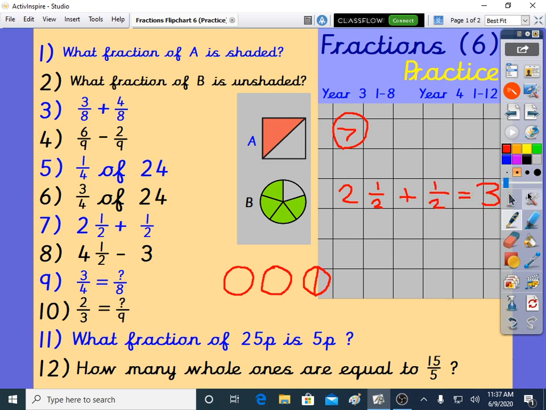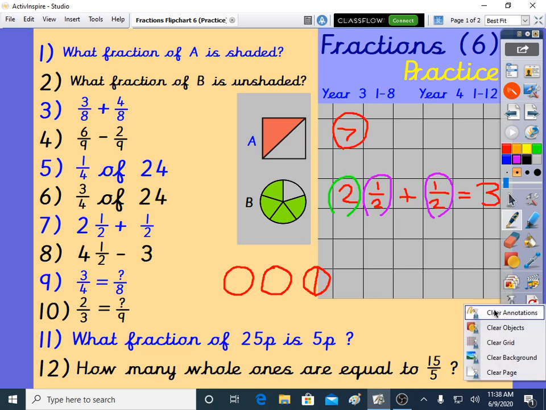2.5 plus a half is 3, because you've got 2 here, and then a half goes with another half to make another whole 1. So you've got 2 whole 1s in green, and you've got 1 other whole 1 in the purple, and the answer is 3 altogether. 2 whole 1s plus 1 whole 1 is 3. So 2.5 plus a half is 3. And we're on question 8.